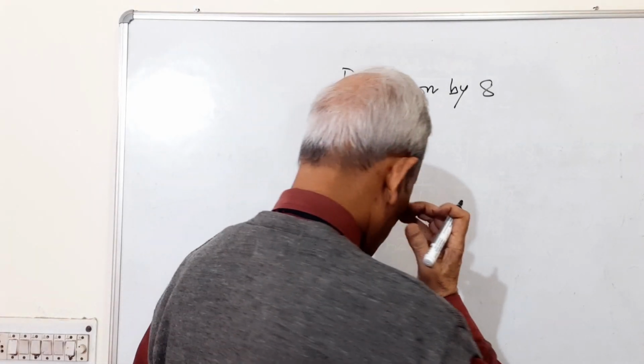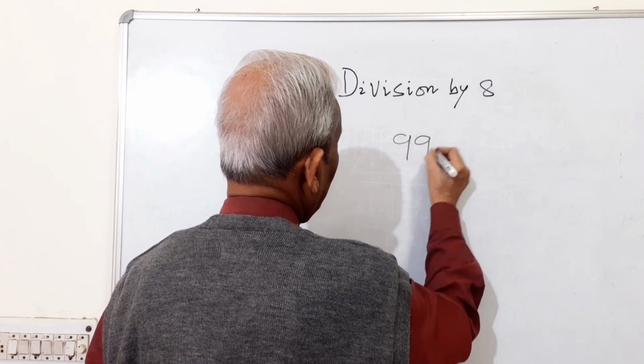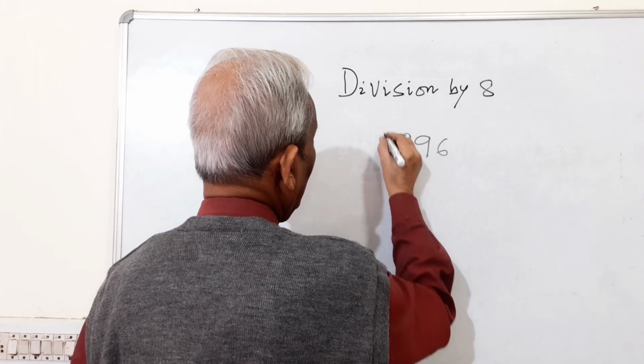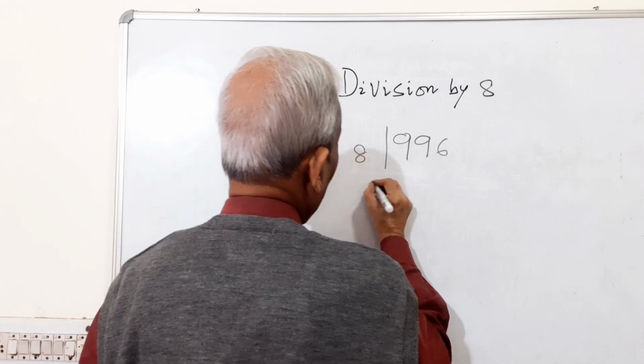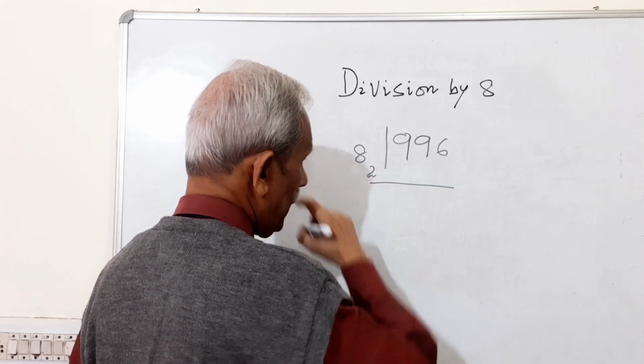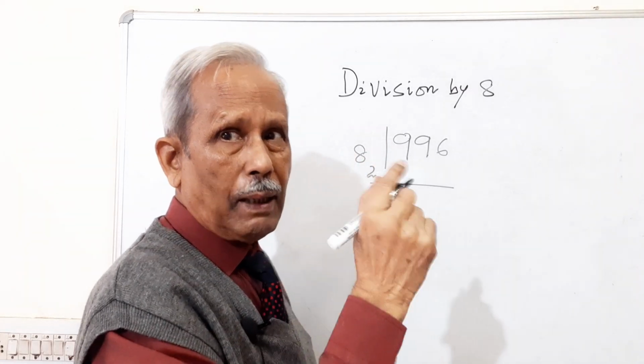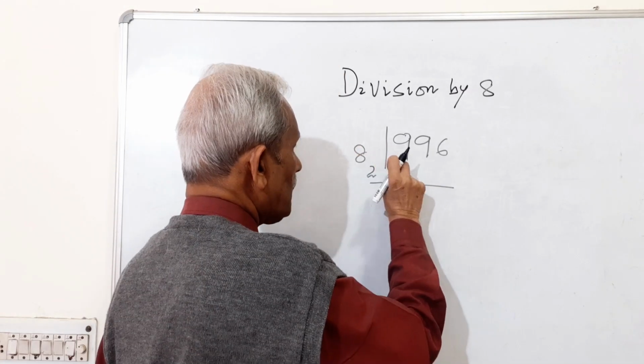Well, let us see the next question. Let us divide 996 by 8. Complement 2 here, and then you see this is something different. This problem is a little different.